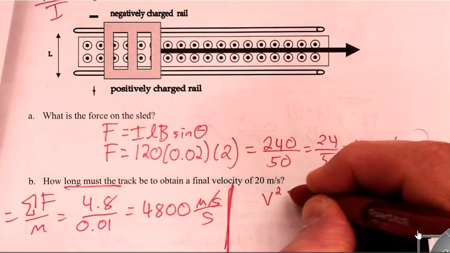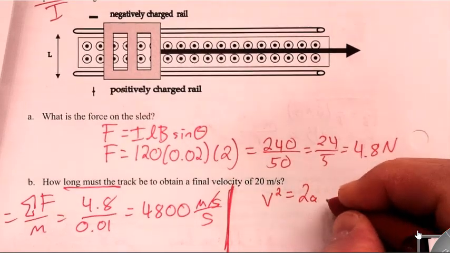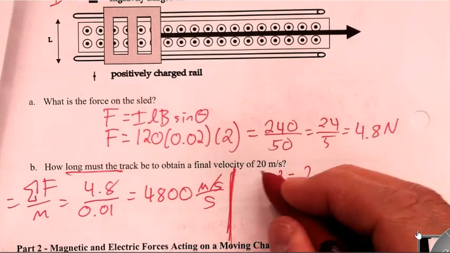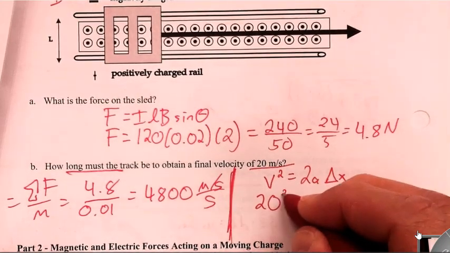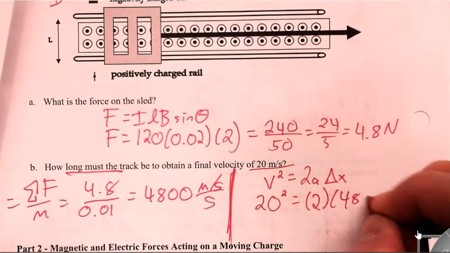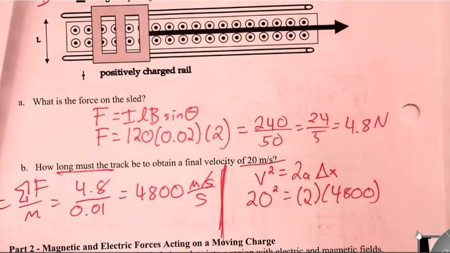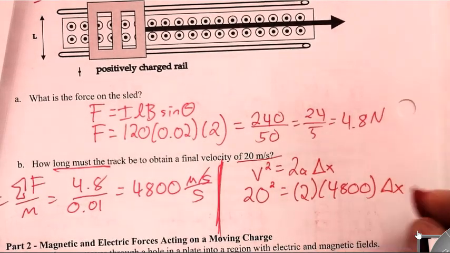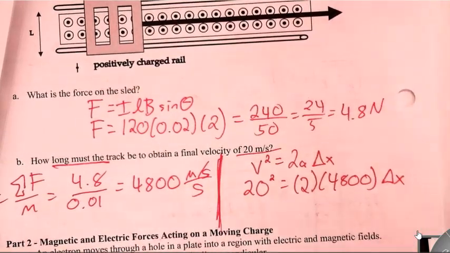So velocity squared is equal to 2a delta x. And what I'm trying to find is delta x. Velocity squared is 20 squared. 2 times the acceleration of 4,800. And then delta x is what I'm trying to solve for. Solve for delta x. You'll get an answer.